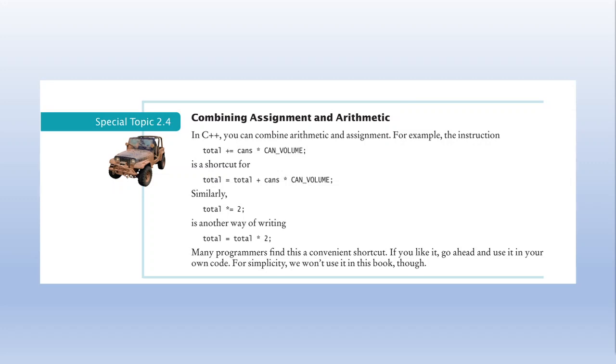So in an addition operation, instead of saying that total is equal to total plus some additional variables like cans times volume, you can sum this up using a combined statement by saying total plus equals cans times volume, saving yourself a bit of code. Similarly, if you wanted to multiply by 2 and store the result in total, you could do the same thing. Saying total times equals 2 is the same as saying that total is equal to itself times 2. Many programmers find this to be a convenient shortcut, and if you like it, go ahead and use it in your own code.